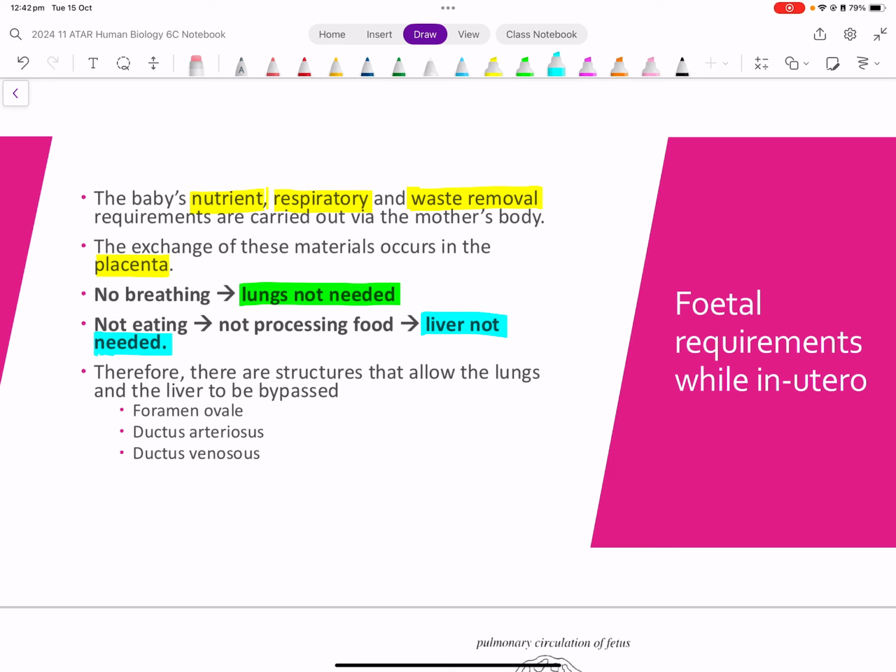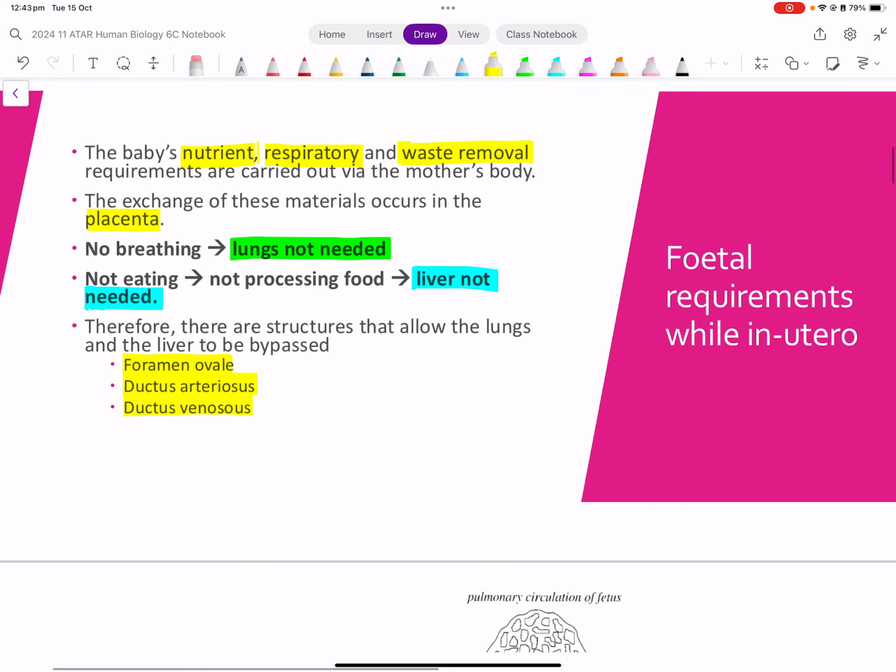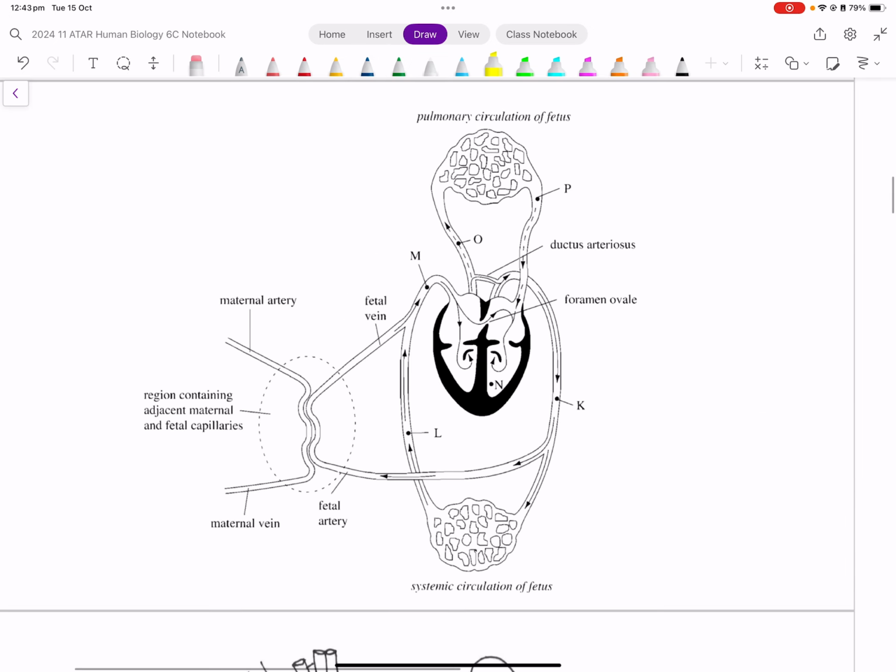Therefore, in the fetal circulation, it becomes possible for the fetus to allow the lungs and the liver to be bypassed, and this can occur thanks to three particular structures, which we'll look at now. They are, number one, the foramen ovale, number two, the ductus arteriosus, and number three, the ductus venosus. So, let's have a look at this first image.